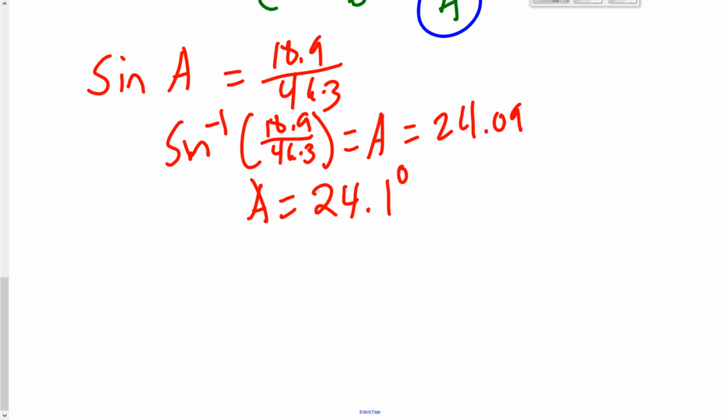So there's our answer, and then we can find our third one. So technically we do round this, but there's only one angle left. So B, we can just subtract that from 90, and we get 65.9 degrees. Okay.